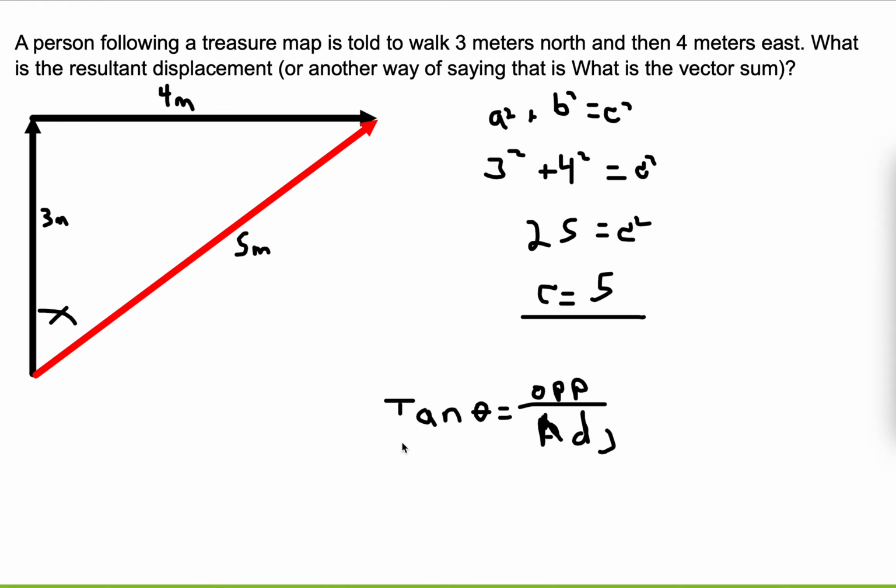And so we're going to stick our numbers in here, right? Tangent of the angle is the opposite side of the angle, which is 4, divided by the adjacent side, which is 3. Plug that in my calculator, and it'll be 1.33. Now, I want to get the angle. So in my calculator, I have to hit inverse tangent.